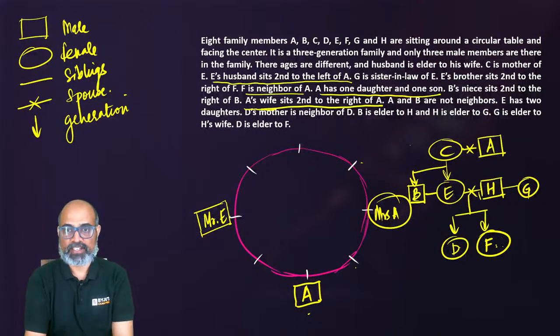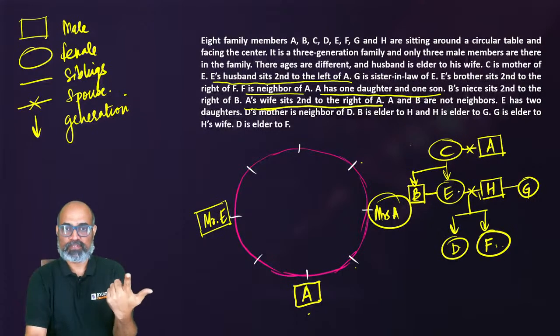So let's check. C is the mother of E, yes. G is sister-in-law of E, yes. A has 1 daughter and 1 son, yes he does. B's niece, D or F, right? A's wife, A and B, okay, that has nothing to do with relation. E has 2 daughters, yes she does. D's mother, who is E? B is elder to H and H is elder to G.